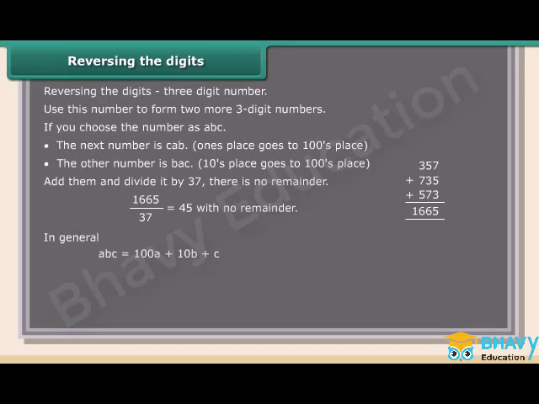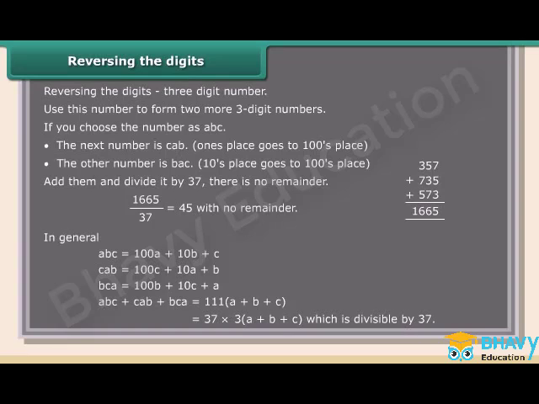In general, ABC is equal to 100A plus 10B plus C. CAB is equal to 100C plus 10A plus B. BCA is equal to 100B plus 10C plus A. ABC plus CAB plus BCA is equal to 111 into A plus B plus C, which is 37 into 3 into A plus B plus C, which is divisible by 37.